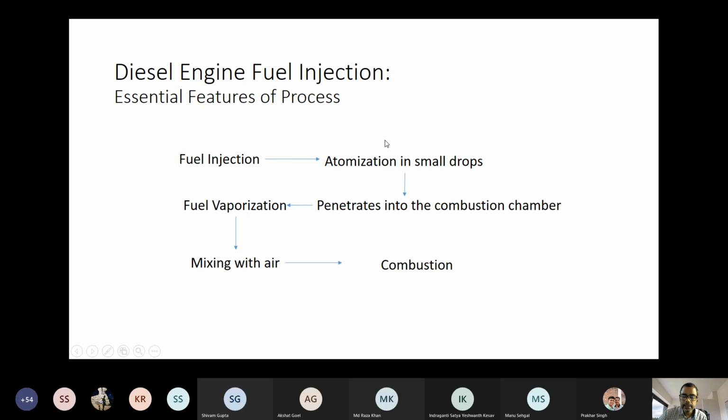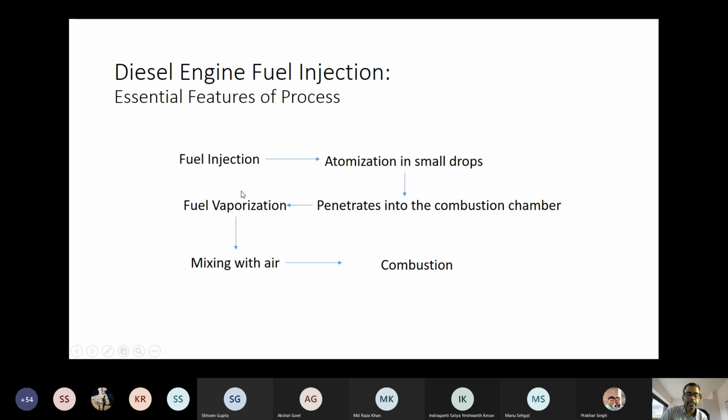So atomization takes place first, and the liquid fuel disintegrates into small droplets. These small droplets penetrate into the combustion chamber depending upon other factors. During that, the droplets interact with the high pressure, high temperature air. They absorb heat from the air in the combustion chamber and vaporize. The fuel is vaporized.